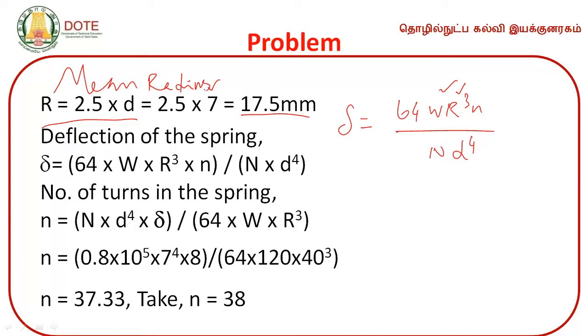Mean radius 17.5 mm. Okay? How do we find the number of turns in the spring, n? We transfer things to this side. So n is equal to, from this we can calculate the value of n.